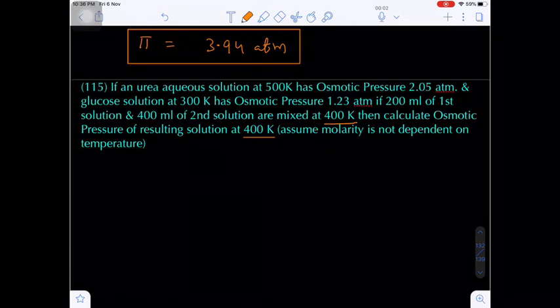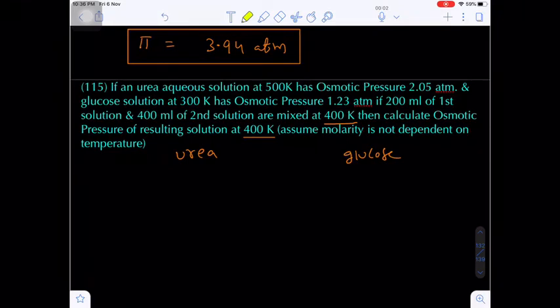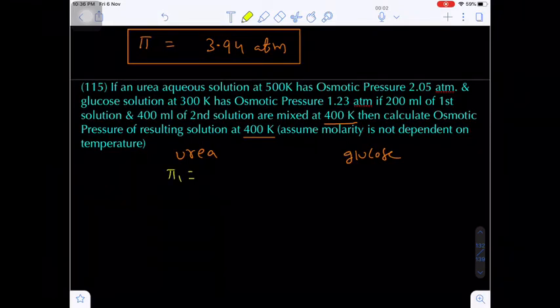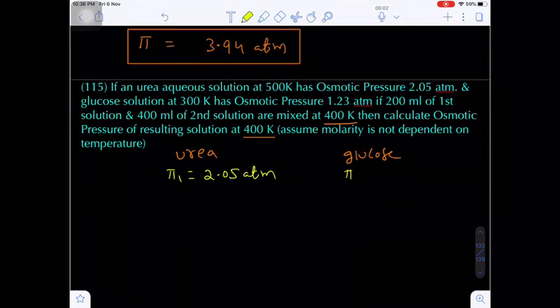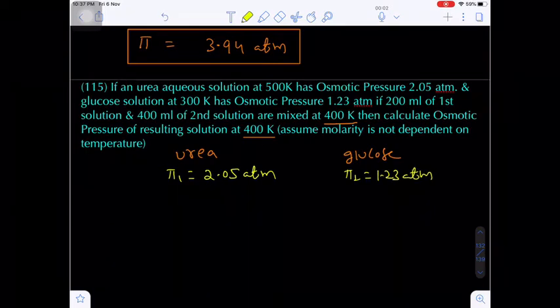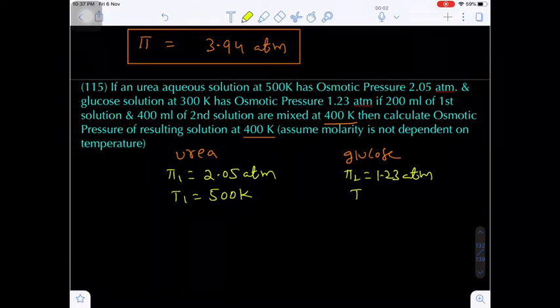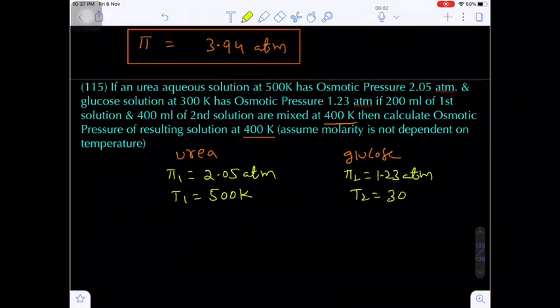First of all, two solutions are given, urea and glucose. First solution urea and second one is glucose. Urea osmotic pressure is given as 2.05 atm and glucose osmotic pressure is given as 1.23 atm. Okay. Now what is the temperature here? That will be 500 Kelvin, and the glucose temperature is given as 300 Kelvin. Now what is the osmotic pressure formula?